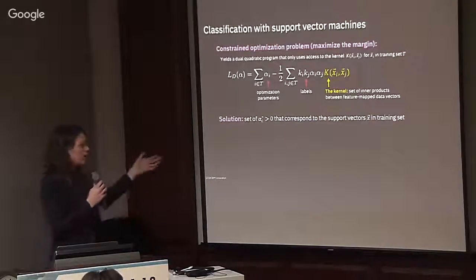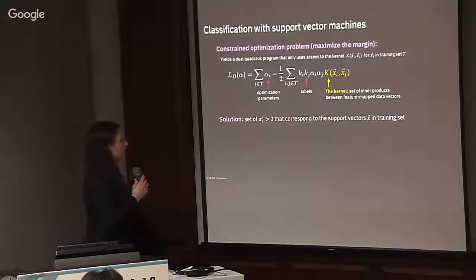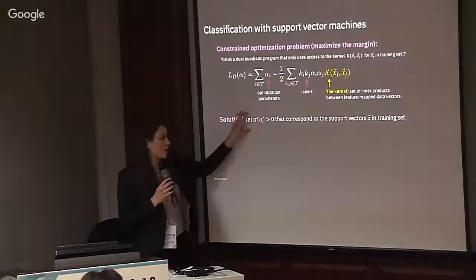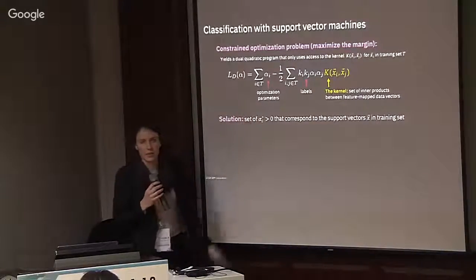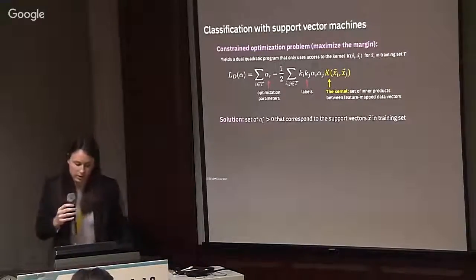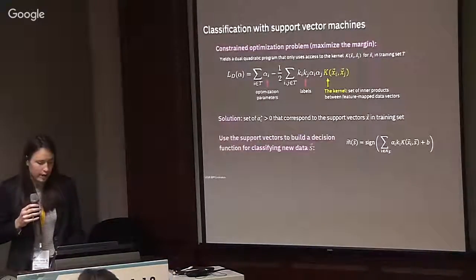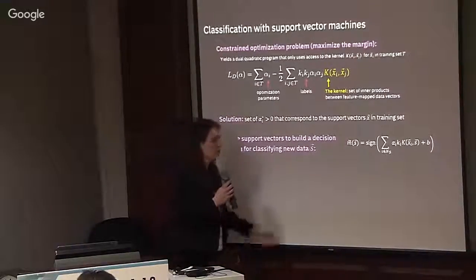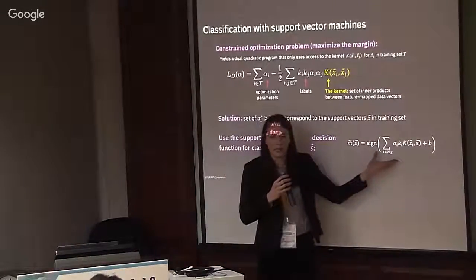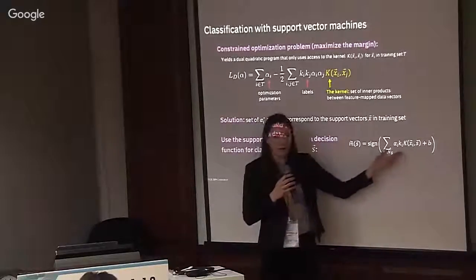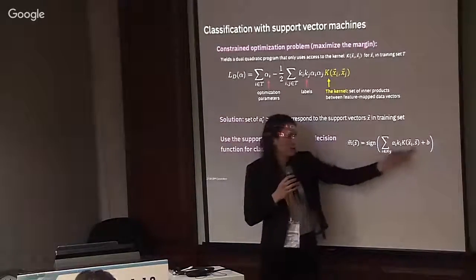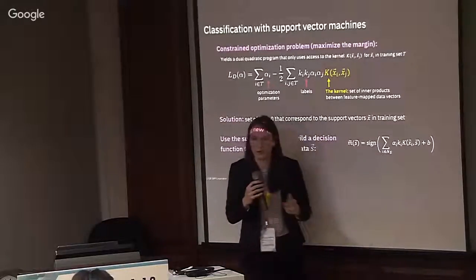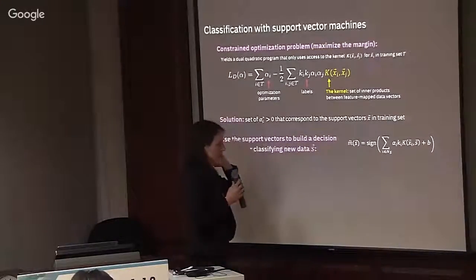So you solve this optimization problem, and you get some hopefully small number of these weights alpha that are non-zero, and that'll tell you how many support vectors you have in your training set. And once you have those support vectors, you can build a decision function, which is this quantity, where you're summing over only the support vectors from your training set, and then any new data points that you want to classify.